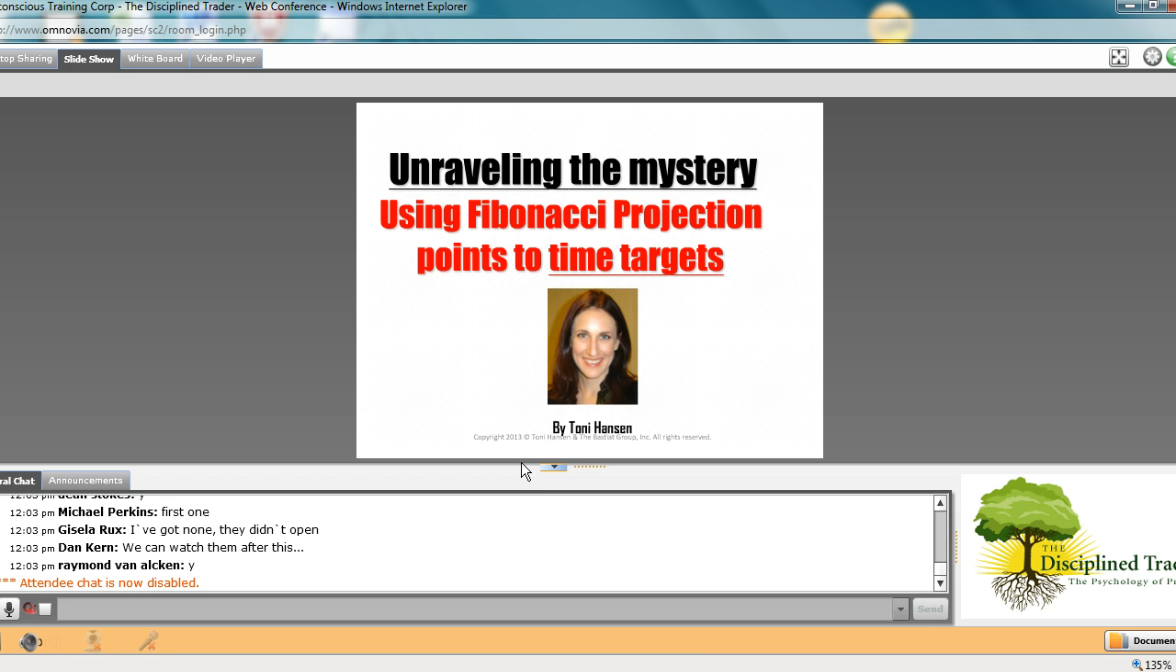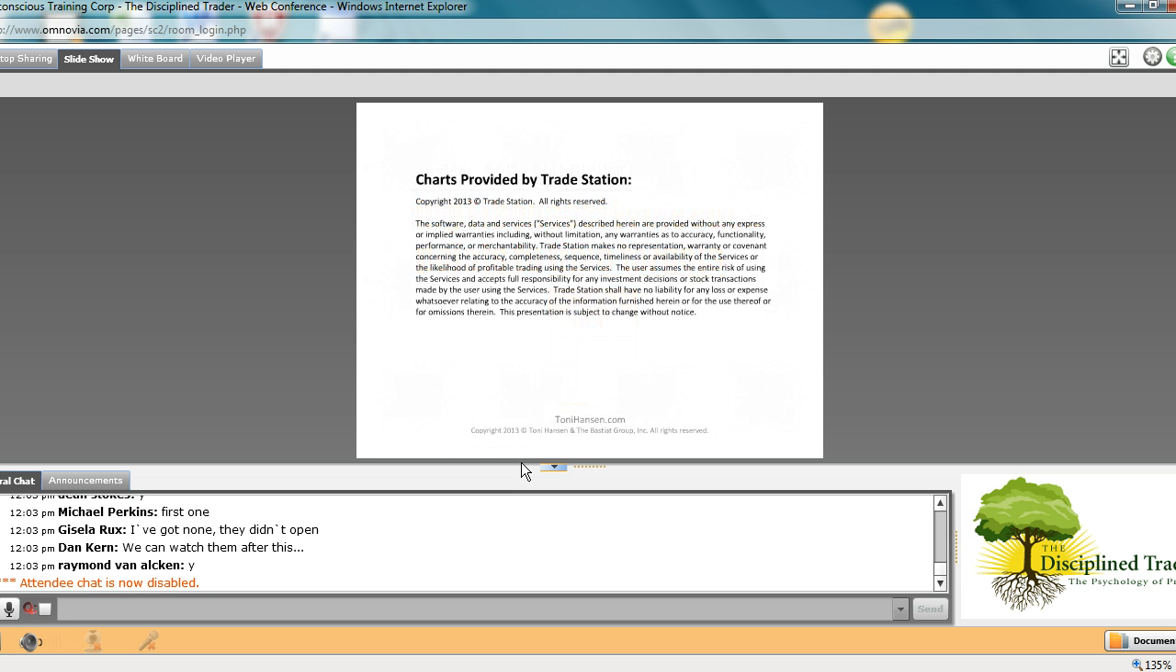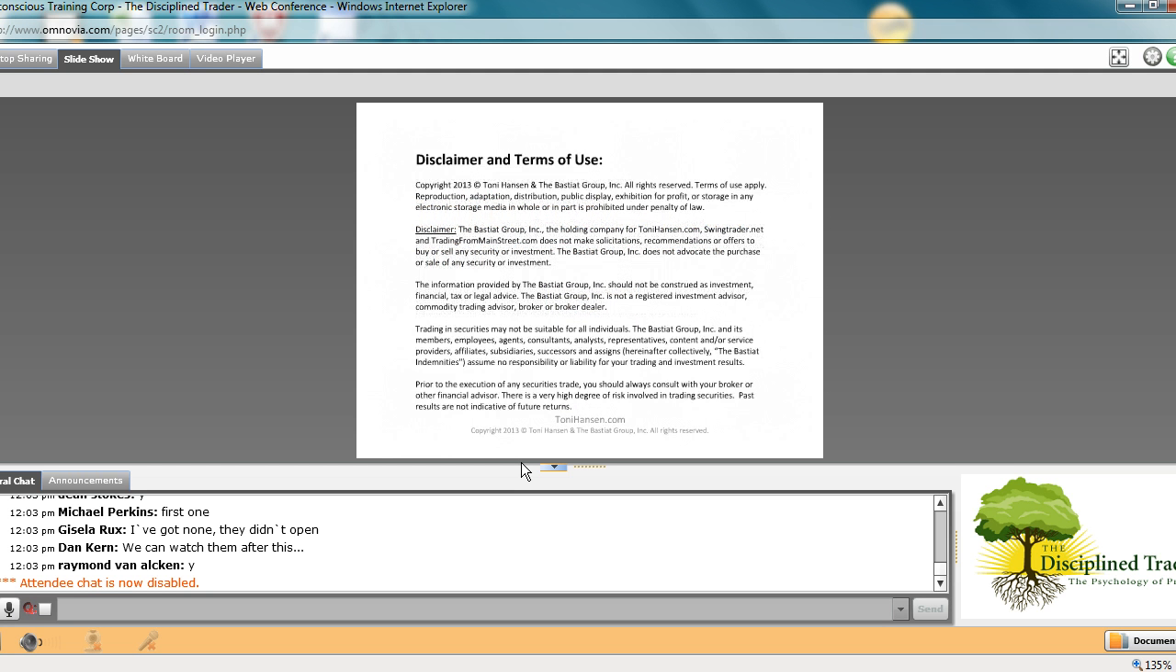You'll see that I'm not just focusing upon Fibonacci. I'm using a core understanding of reading pure price action in order to determine which Fibonacci levels and which Fibonacci tools I want to use. So without any further ado, let's go forward and dig into today's information. And like I said, I will keep in mind the fact that many of you haven't had that introductory material yet.